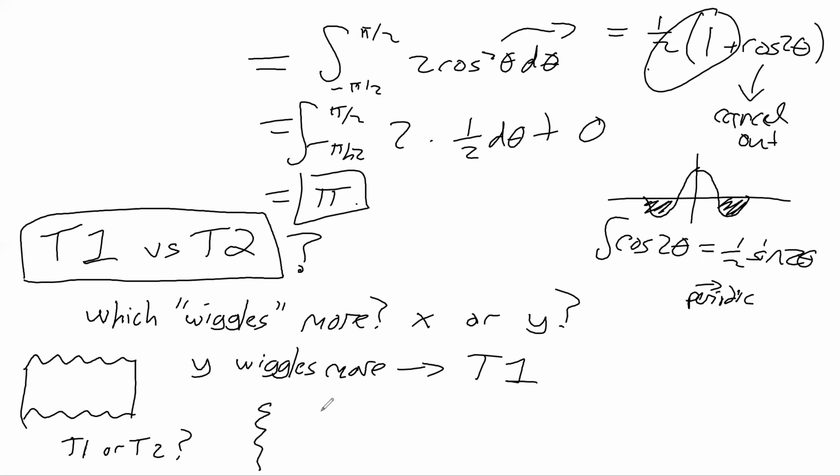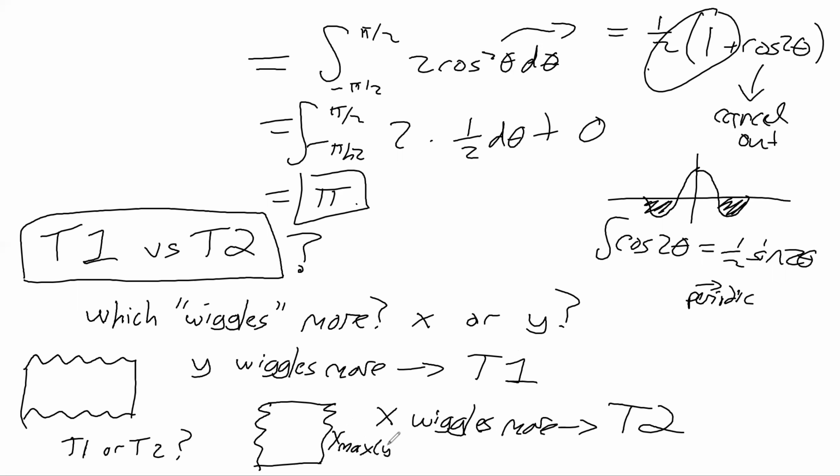On the other hand, you could do this one. So now X wiggles more. So I'm going to do a type 2 region for this one. This will be your X max of Y. This will be your X min of Y. And so in this case, you will put the Y min on the outside, and then you'll do the X integral on the inside. Remember, X has to match with X, and Y has to match with Y.